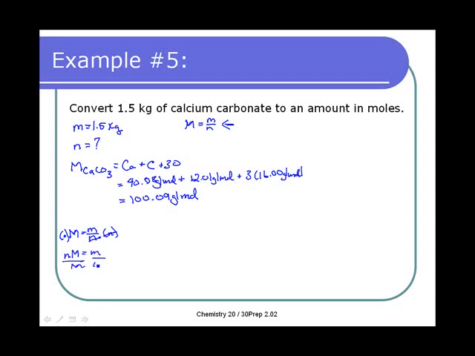Divide both sides by big M, and so the number of moles of calcium carbonate is equal to mass over molar mass. Plug in my numbers. My mass was 1.5 kilograms, which is 1,500 grams. I want to make sure my units match. So since I have grams in my molar mass, I want to have grams in my mass. So 1,500 grams over 100.09 grams per mole.